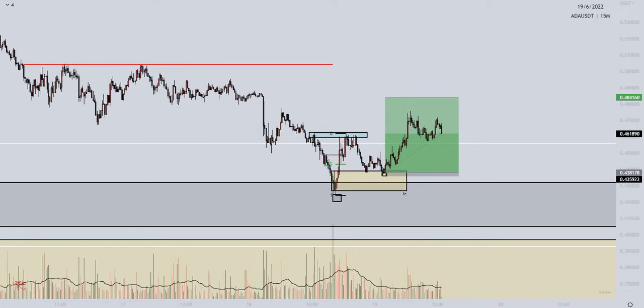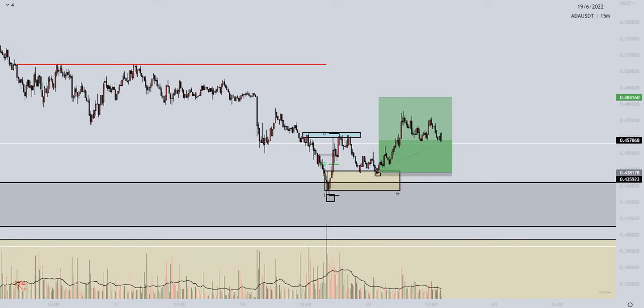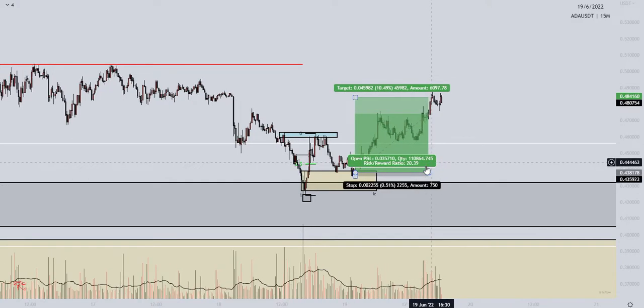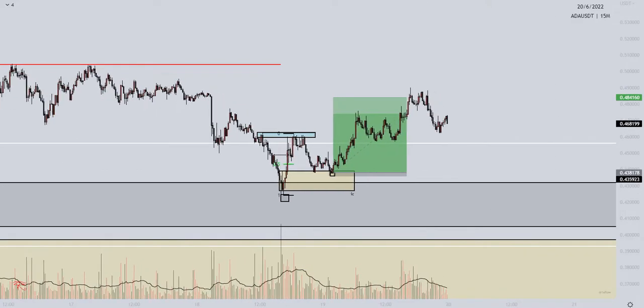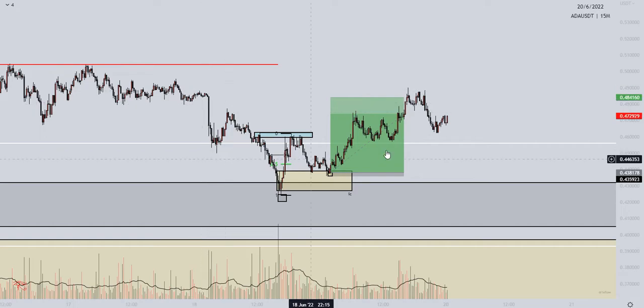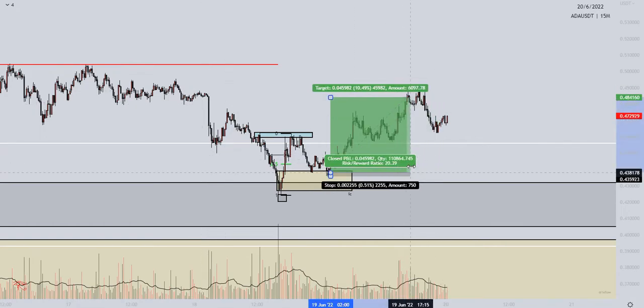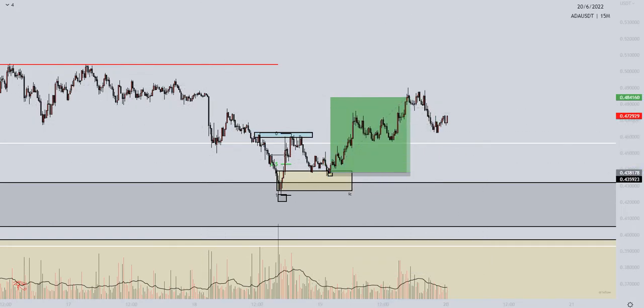Price ends up distributing. Let's play this out. Right, it taps into our take profit. So that unmitigated area fills all those imbalances and taps into our take profit. This drop, base, drop, an area of consolidation.